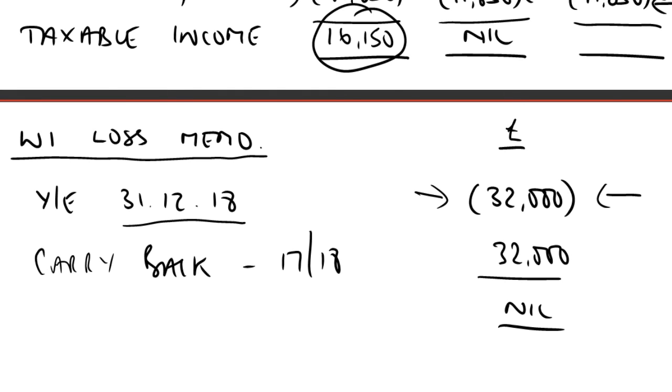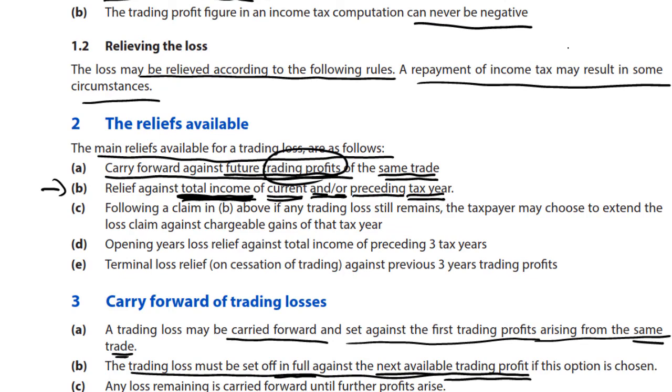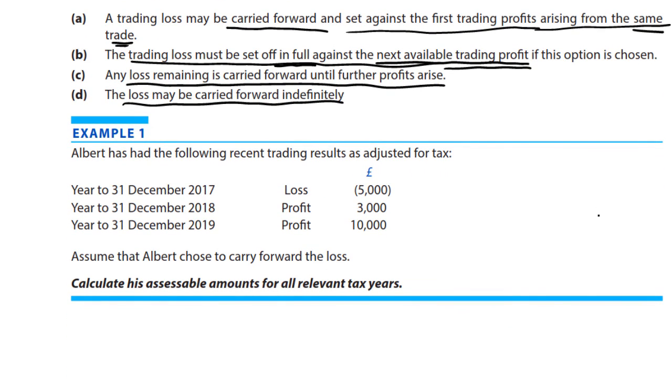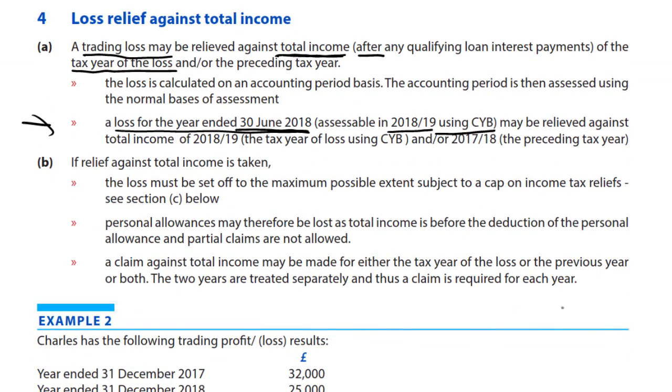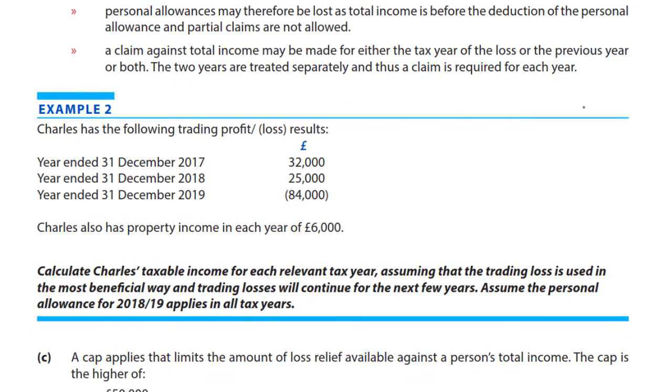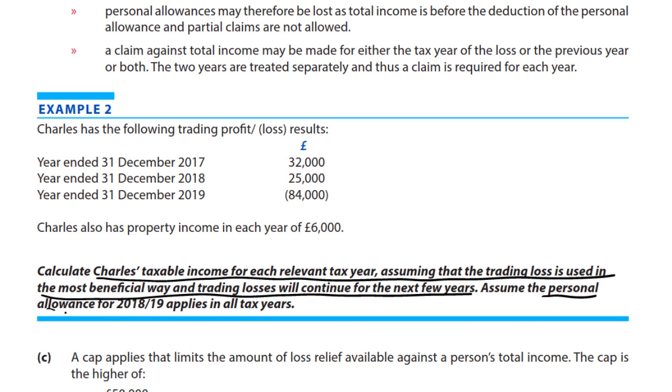And then in relation to your notes, you have got a very simple example 1, testing the carry forward of losses. We've already seen section 4 and how we claim losses in the current and preceding tax year, and then we've got example 2. Again, calculate Charles's taxable income for each relevant tax year, assuming that the trading loss is used in the most beneficial way, and trading losses will continue for the next few years. You've got to identify what the options, of course, are, and then identify what we think will be the best claim. Also assume that the personal allowance for 18-19 applies in all tax years.